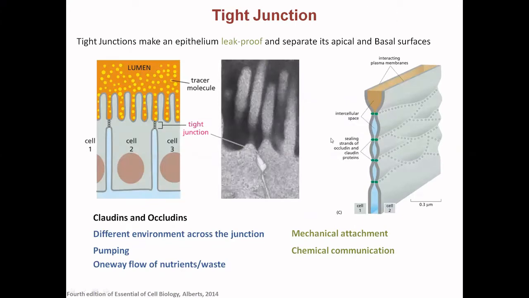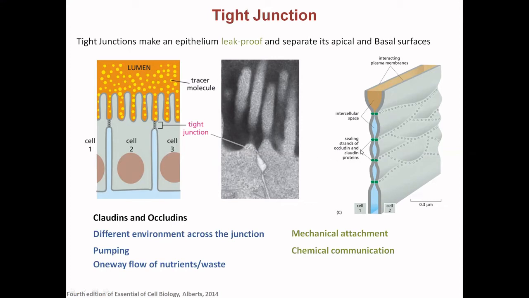So these are the tight junctions. Tight junctions make the epithelium leak proof, and it is this tight junction that provides the polarity to the epithelium. It separates the apical and the basal surface. When tracer molecules are put on the lumen, they do not cross the tight junctions. From here it is confirmed that there are two surfaces or two poles, and both are separated by the tight junctions. This is an electron microscopic image where you can see the tight junctions.